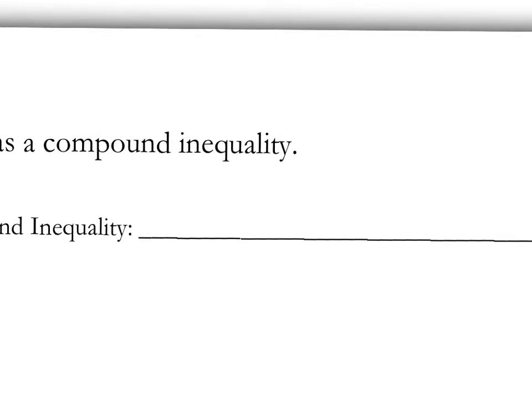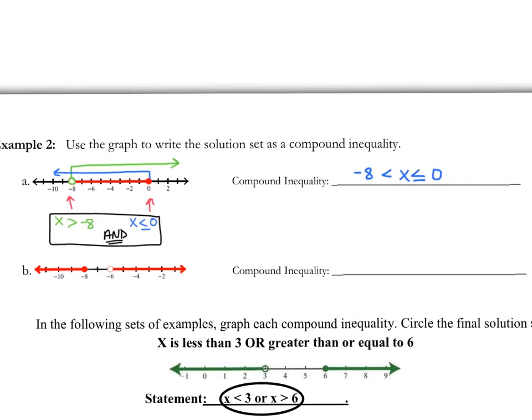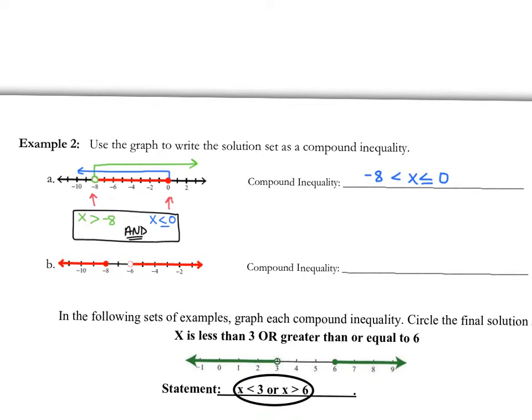one which would look something like this. We got the smaller one, -8. We got the bigger one, 0. X is right in the middle. We had an open circle and a closed circle. Either or would be accepted.